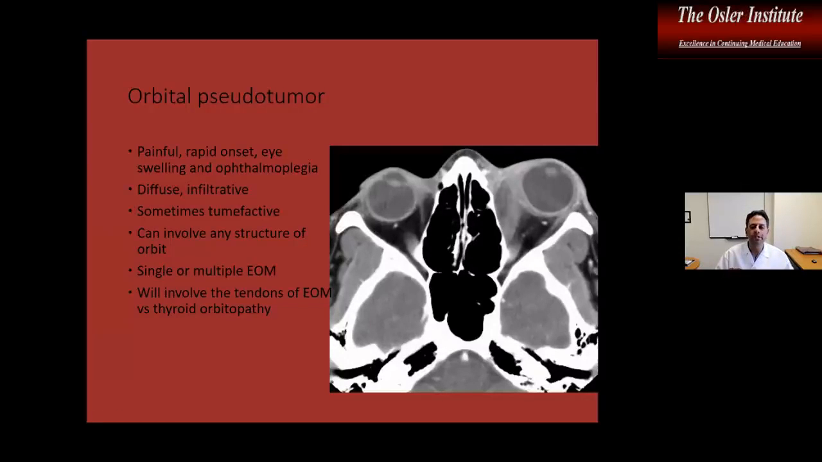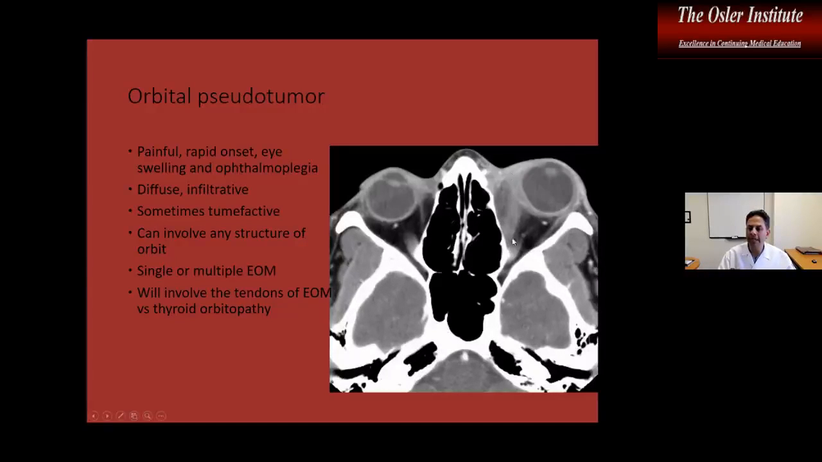So orbital inflammation or orbital pseudotumor is painful, with rapid onset. You can have eye swelling and ophthalmoplegia. So this comes on really fast. It's mostly unilateral in adults. In children, it's less common, but it can be bilateral too.